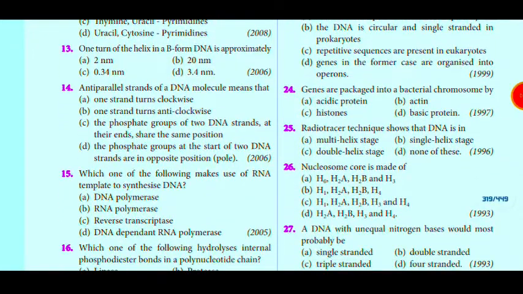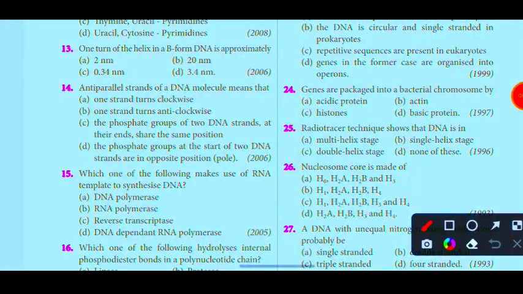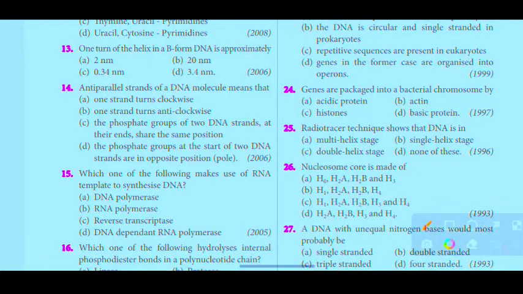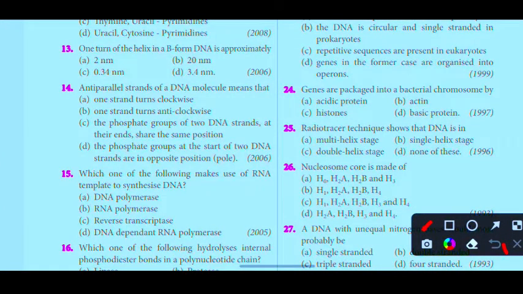The 14th question is, anti-parallel strands of a DNA molecule means that option A, one strand turns clockwise, option B, one strand turns anticlockwise, option C, the phosphate groups of two DNA strands at their ends share the same position, option D, the phosphate groups at the start of two DNA strands are in opposite position. So the answer is D, that is the phosphate groups at the start of two DNA strands are in opposite position.